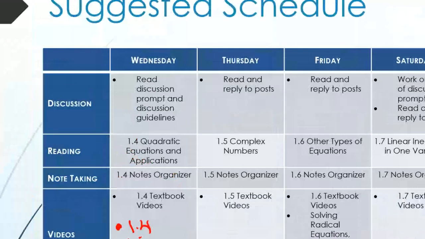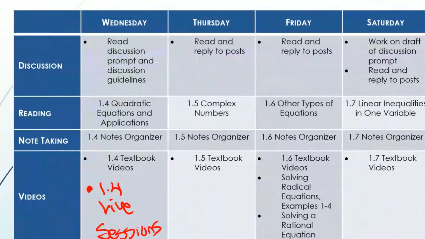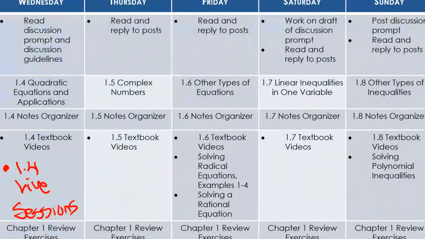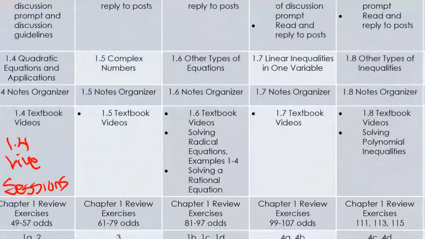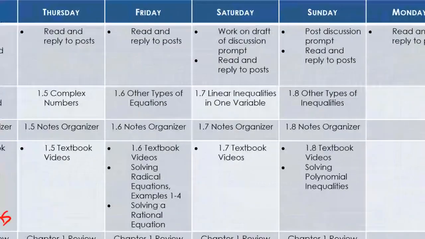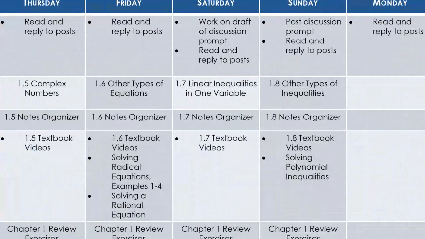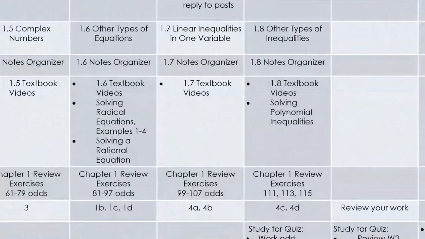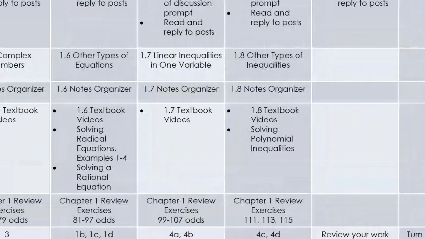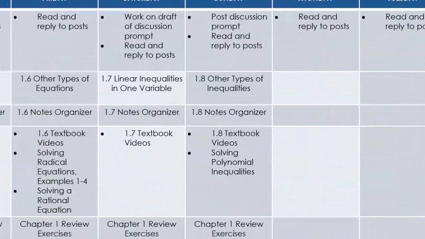Then Thursday is 1.5, so that's complex numbers. That's what I'm doing my live session on Friday. Friday is 1.6, other types of equations. So there's lots of different types of equations in there. So there are 3 problems because there's basically 3 different types. Then 1.7 is linear inequalities in one variable. I think I said 1.4. So there are 2 problems on that. Those are also including absolute value inequalities. And then we have 1.8, which is other types of inequalities.